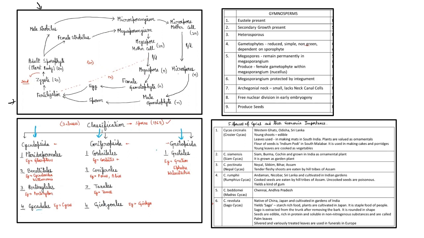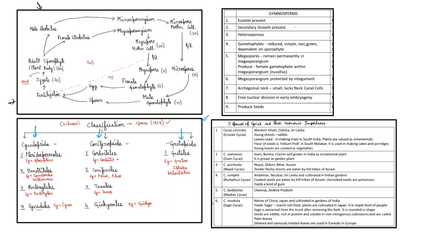So these are the classifications that you should be knowing. The Gnetopsida includes the Gnetales, that includes Gnetum, Ephedra, and Welwitschia. So this is the classification. Just have a quick look at this classification, so it will be easier to identify the genus from the options of the MCQs.